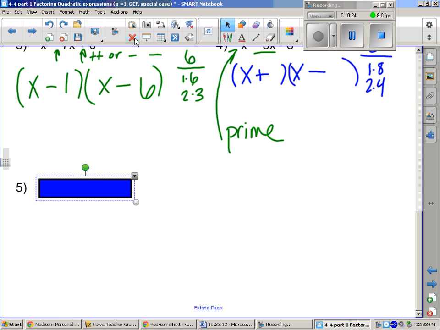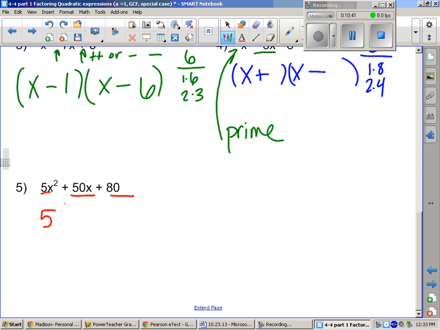Okay, last one like this. Oh, wait a minute. I'm a little afraid because there's this number out in front, and I thought that we weren't going to do any of those today. But if you look, all of those numbers are divisible by 5. So that's the greatest common factor. So you want to start by taking out that 5. So divide each term by 5. We'll get x squared, 10x, and 16. So I'm done, right? No.